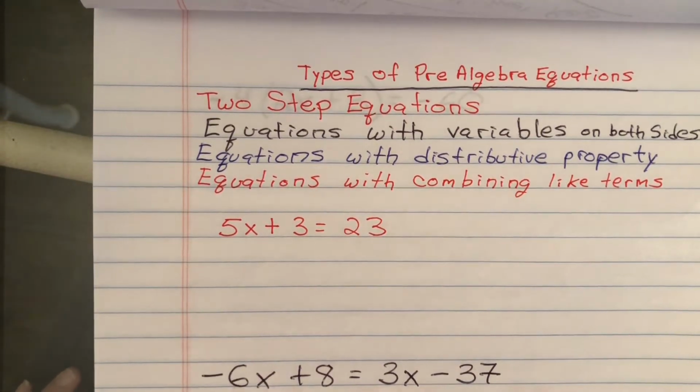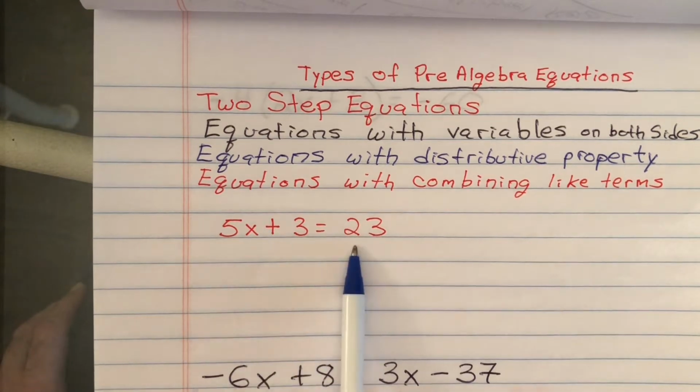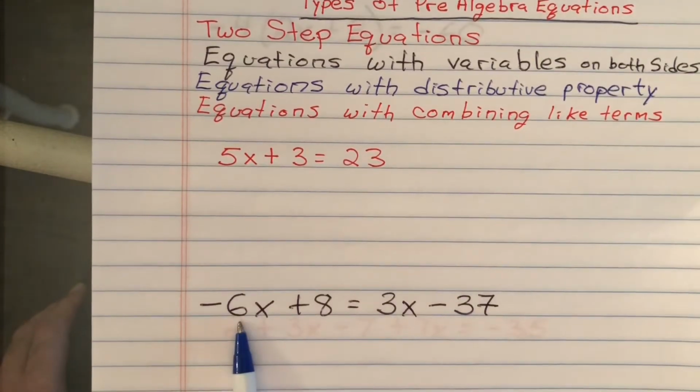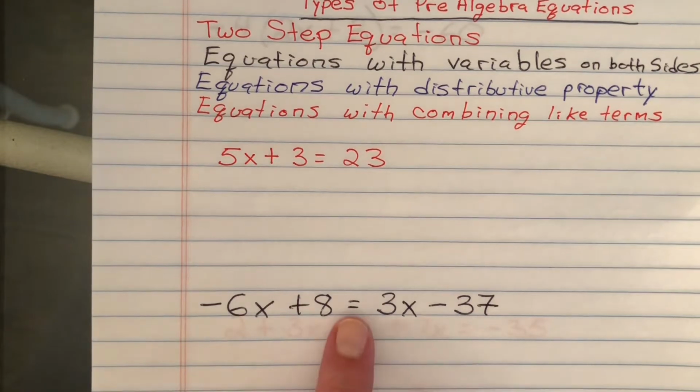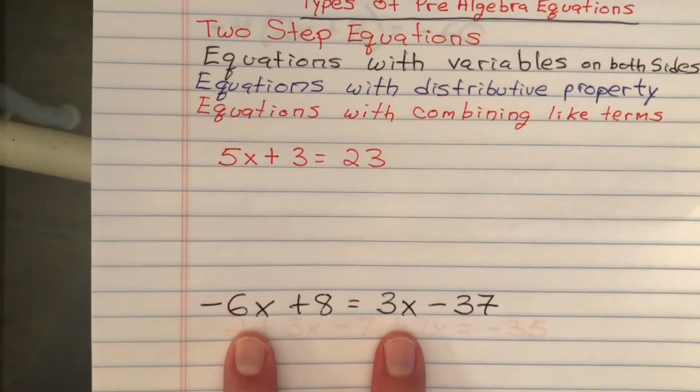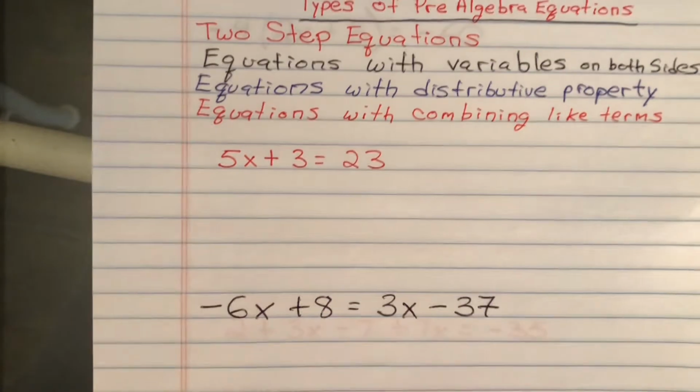Okay, so here's a video on 4 different types of pre-algebra equations. They get harder as we do each one. A 2-step equation, which I have here. An equation with variables on both sides, meaning both sides of the equal sign. So there is a variable on both sides.